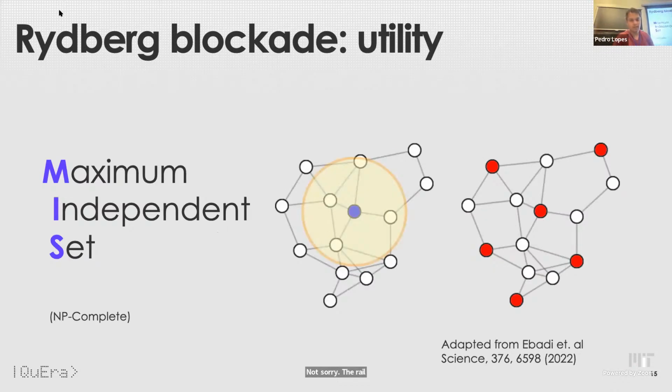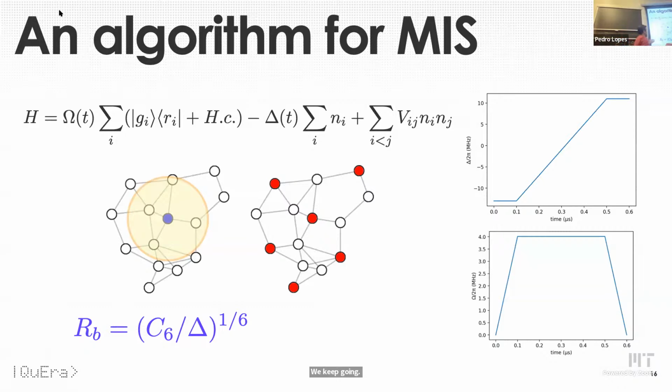We keep going. So an algorithm for doing this could be as follows. This is an adiabatic algorithm. I can start with my delta very negative, which means that any atom trying to excite to 1 is going to pay a lot of energy, so everybody's happy being at 0, being white. Then I'm going to start climbing this delta to make it more and more positive, so that atoms will be happier if they are actually excited into the Rydberg state.